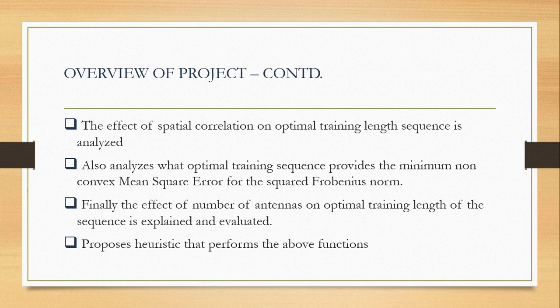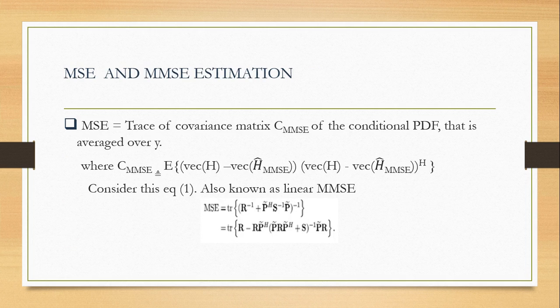There are a lot of heuristics that are to be considered in the later sections of this project. First of all, mean square error and MMSE estimation. Mean square error is the trace of the covariance matrix CMMSE of the conditional probability density function, averaged over Y. The equation for CMMSE is given below, and the equation for MSE, which is also known as MMSE, is given below.